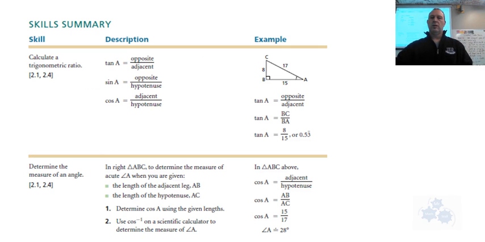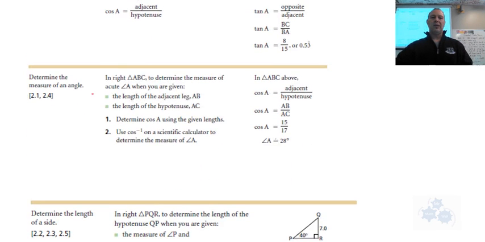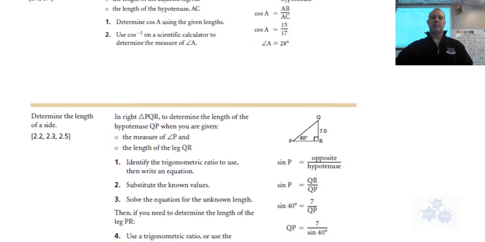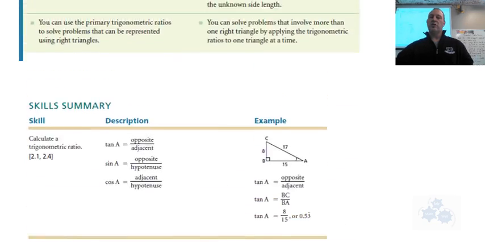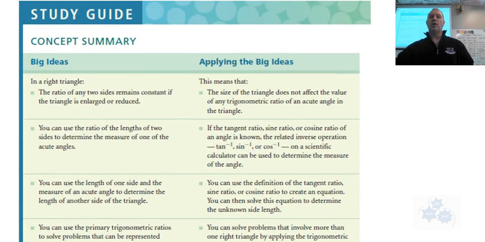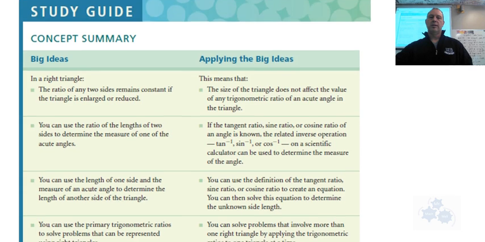Trig ratios. Determine the measure of an angle. Determine the side length of a triangle. Okay? So all using the trig ratios. So we learned about SOHCAHTOA, sine, cos, tan, solving for sides and angles. And if you're asked to solve a triangle, that means that you find all of the side lengths and all of the angles, right? So that will come up too in your review.